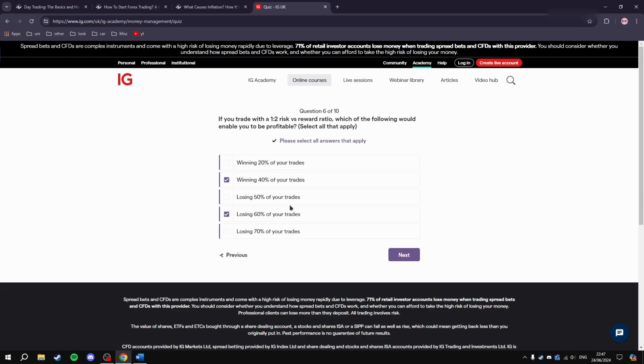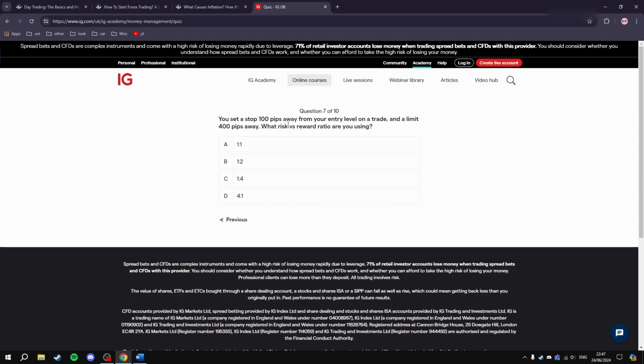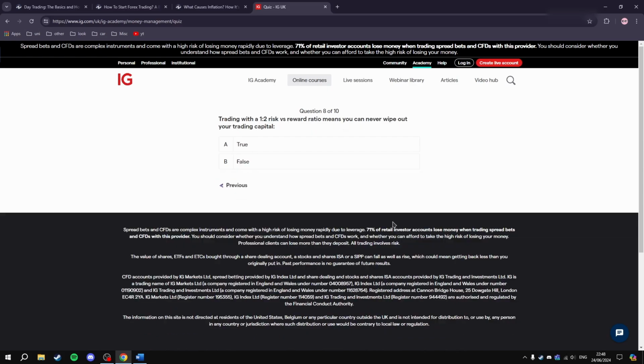And losing 60% of your trades. Because winning 40, losing 60, that makes 100%. You set a stop 100 pips away from your entry level on a trade, and a limit 400 pips away. What risk versus reward ratio are you using? Stop, so you're risking 100 pips for 400 pips. Your risk versus reward ratio is 1 to 4.